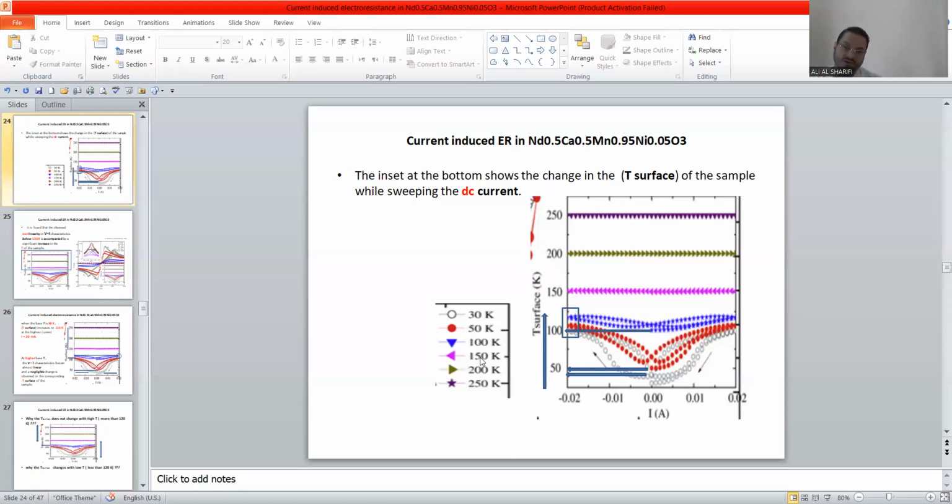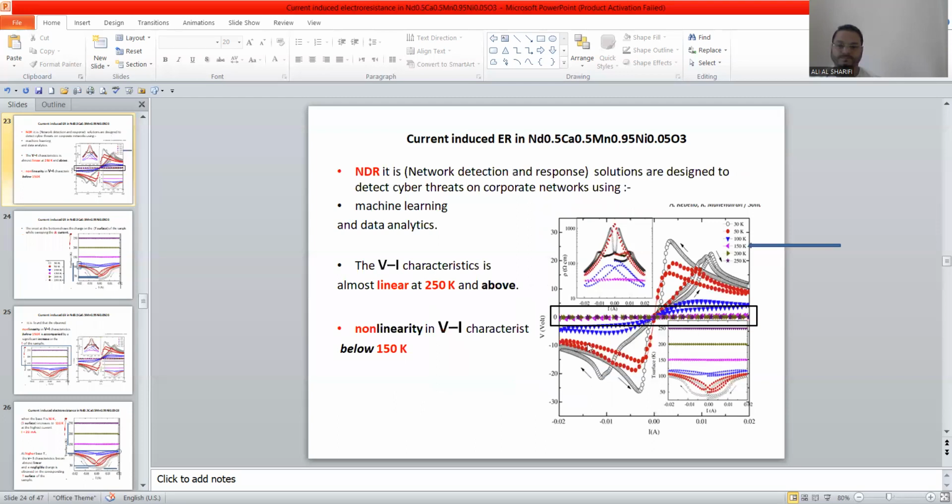Here, let's take a look above 150, or starting from 150 at the IV curve. The behavior converts to linearity behavior at the same time. Less than 150 is non-linearity; 150 and more is linearity behavior.